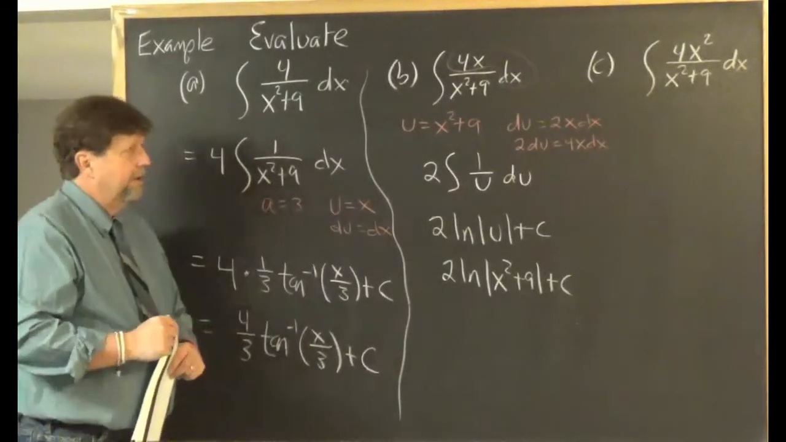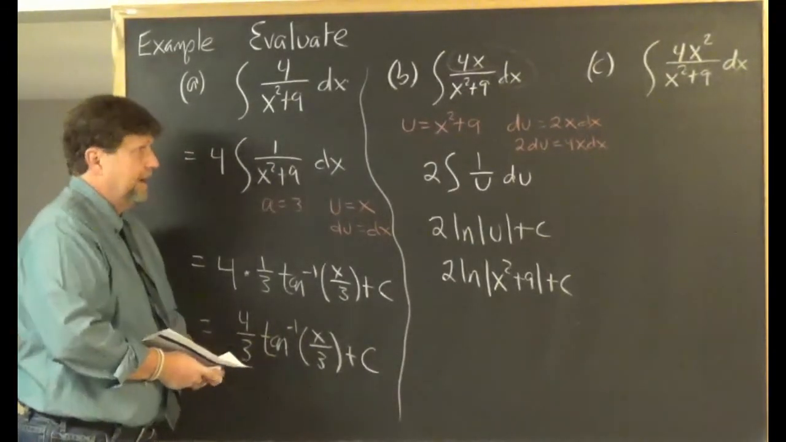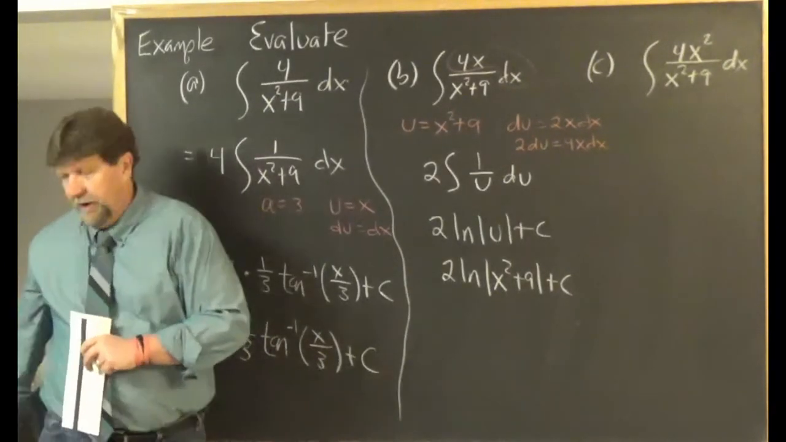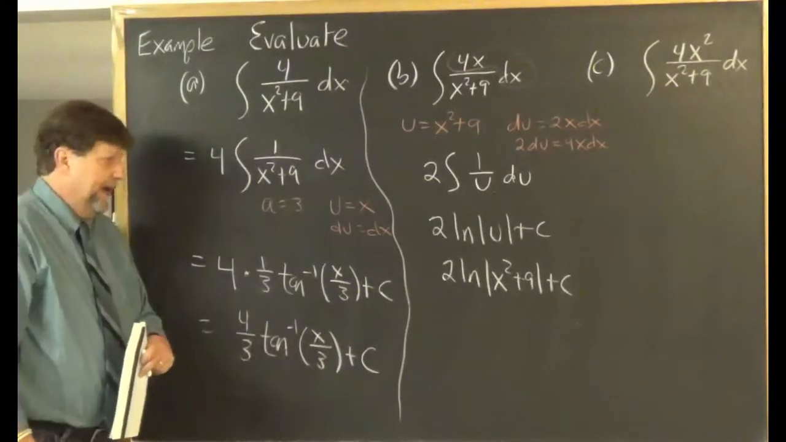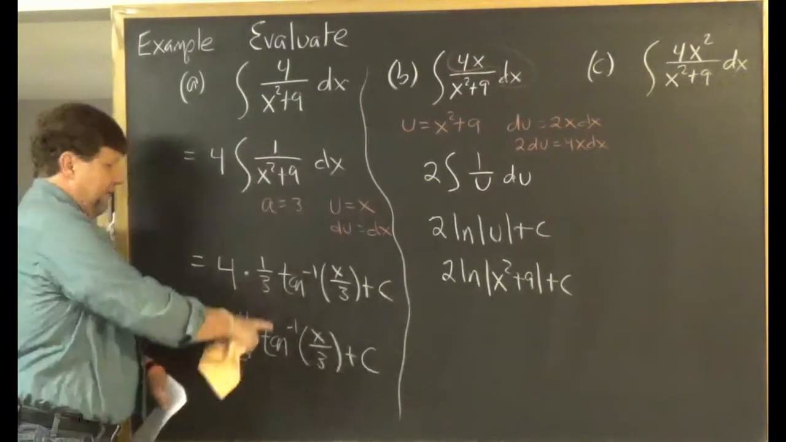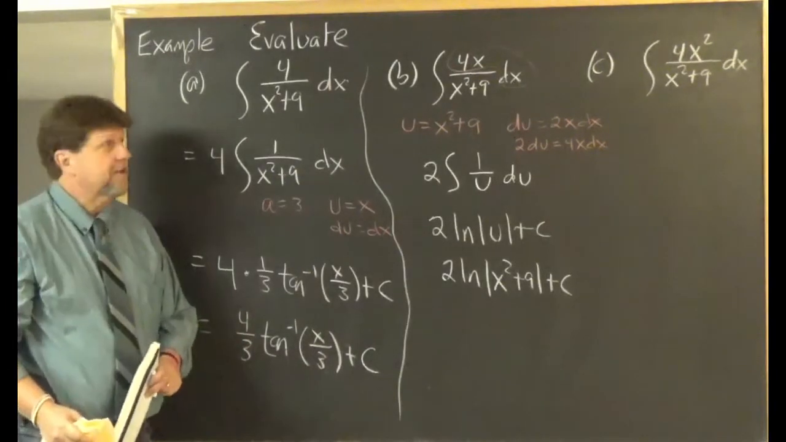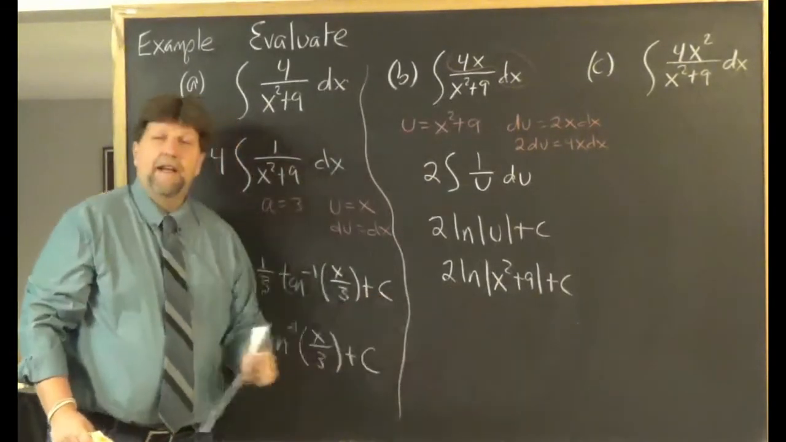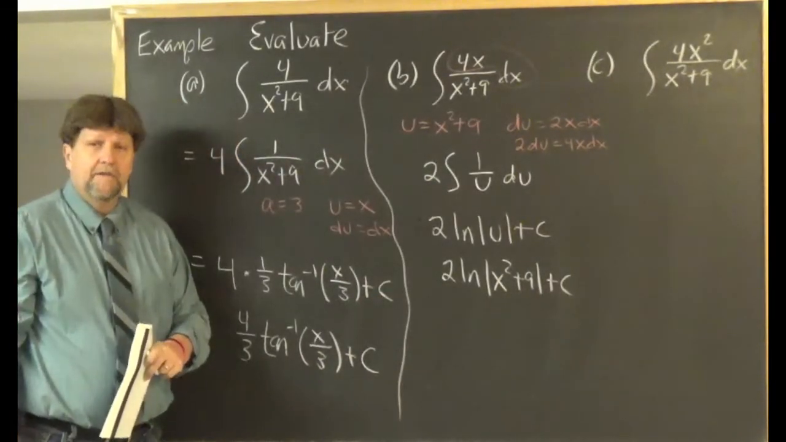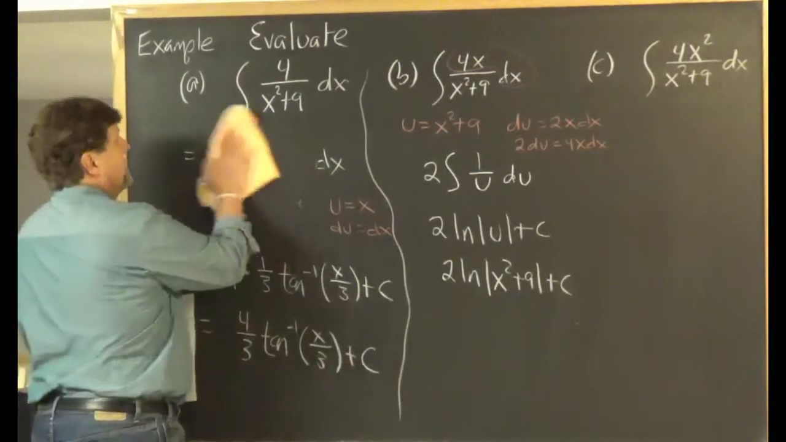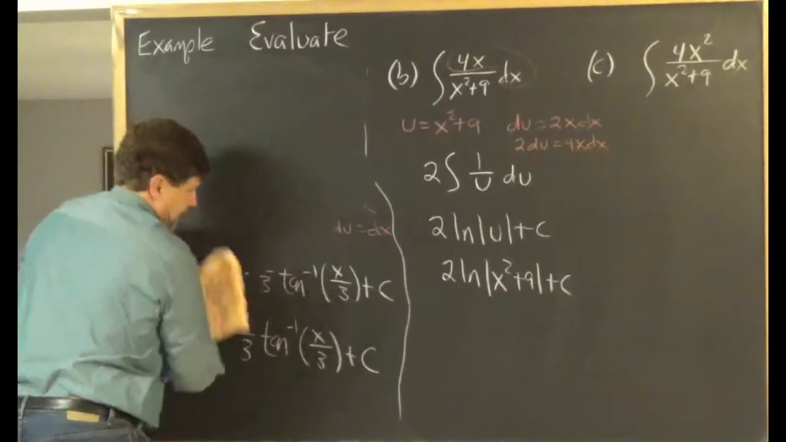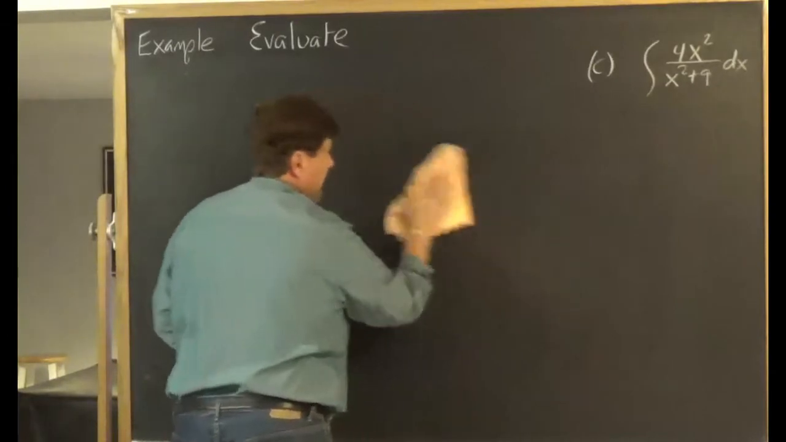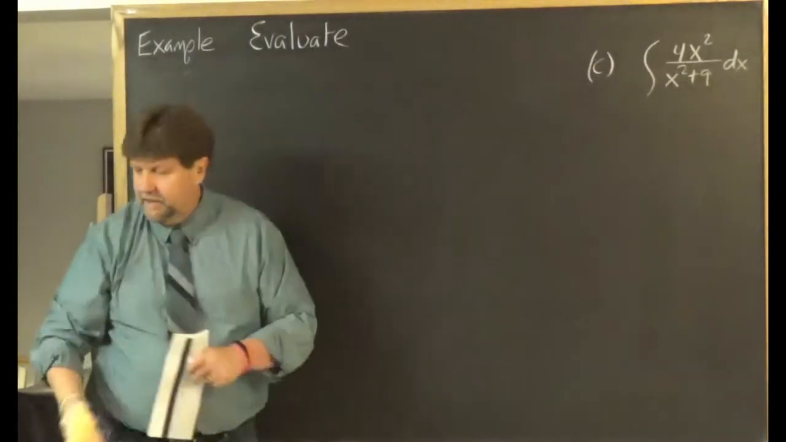All right, so now for part C, I'm going to need a little bit more space, so let me erase what I've done for parts A and B. Notice part A, the antiderivative involved an inverse tangent. Part B made just one little change to the numerator, and we have an antiderivative that involves natural log. So for part C, let me bring part C over here.